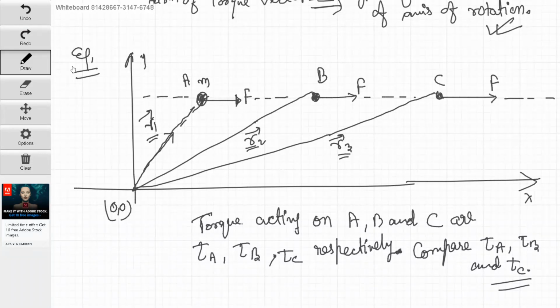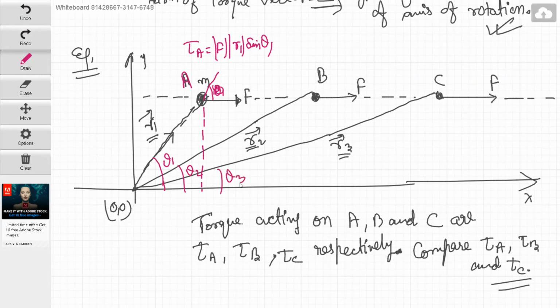So let's do it. What is the torque on A? Can you say? Torque on A will be equal to mod F mod R1 sin theta 1. Suppose this is theta 1, then this angle is also theta 1. So that is the angle between these two vectors, isn't it? So sin theta 1. This is theta 2, this is theta 3.